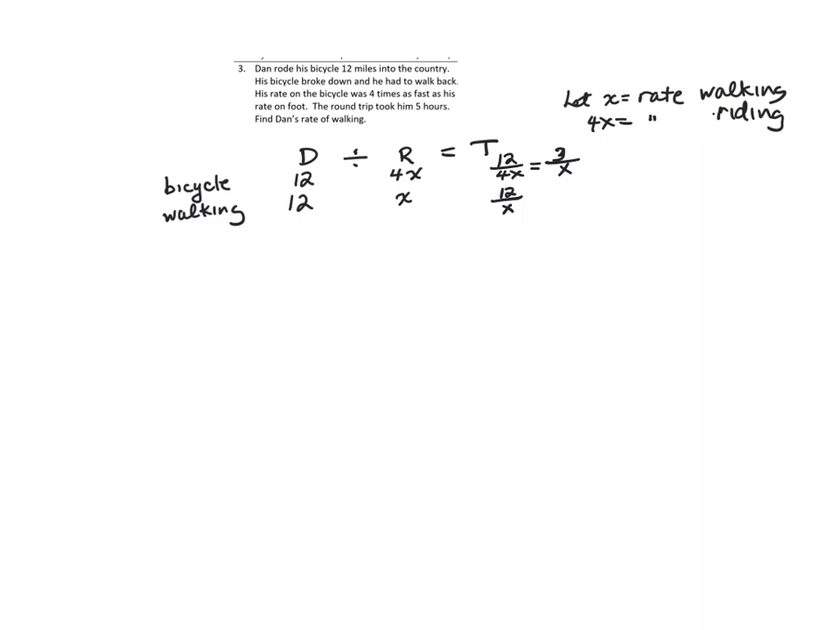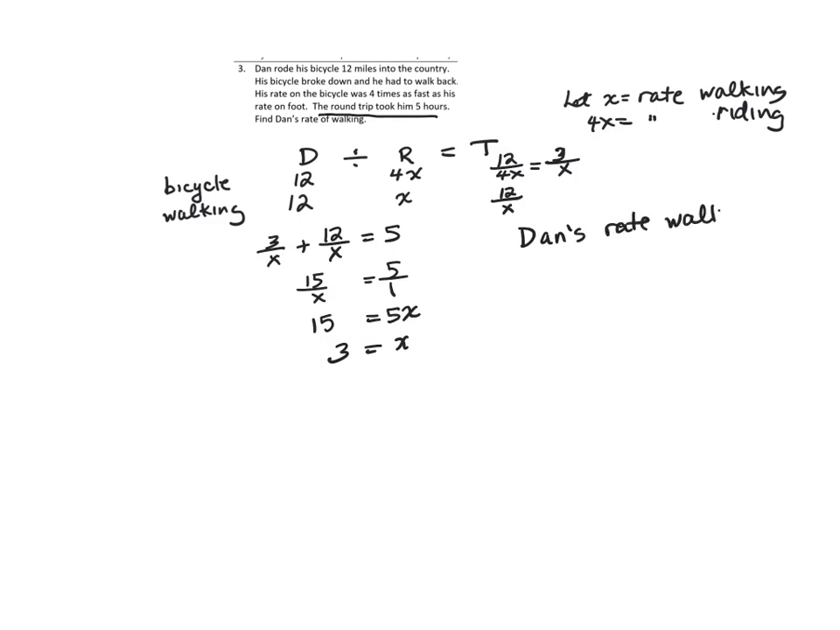And we know that the round trip was 5 hours. So our equation would be 3 over x plus 12 over x is equal to 5. This is easy enough to solve. We could add the fractions because they have a common denominator. We have 15 over x equals 5. We can cross multiply or multiply each side by x. We get 15 equals 5x and x equals 3. So Dan's rate of walking was 3 miles per hour. And that would answer the question.